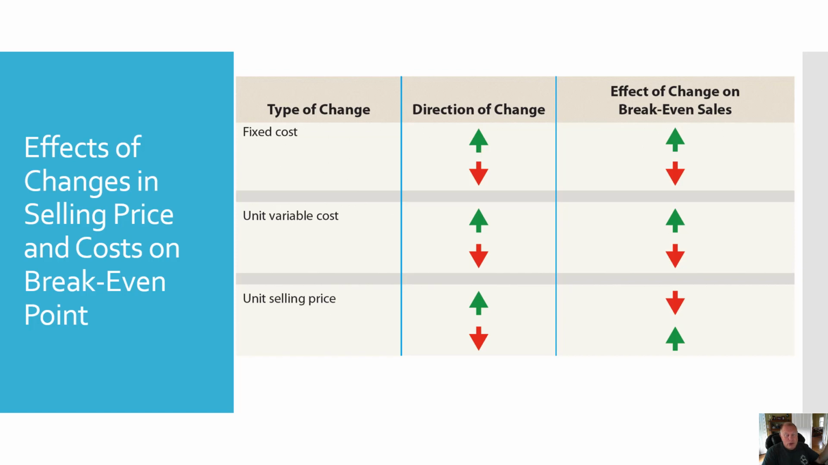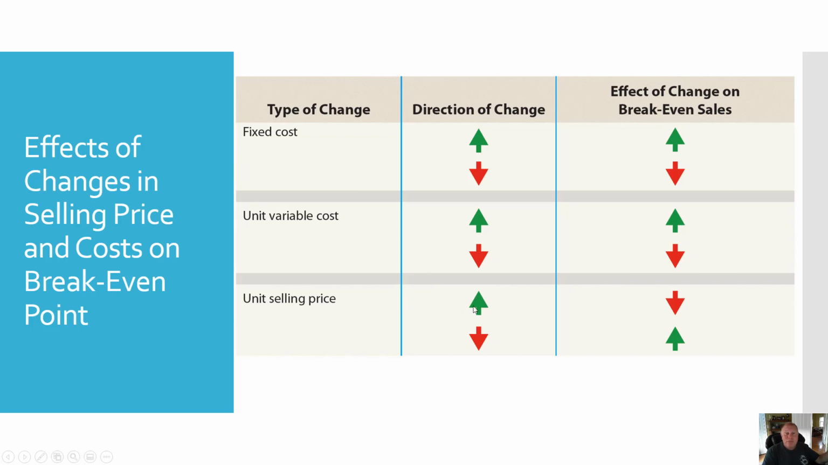Okay, so if fixed costs go up, you still have to cover those fixed costs. If fixed costs go down, the break-even point goes down. If unit variable cost goes up, break-even sales go up. Down, down. Now, when we look at the unit selling price, that's a little bit different.